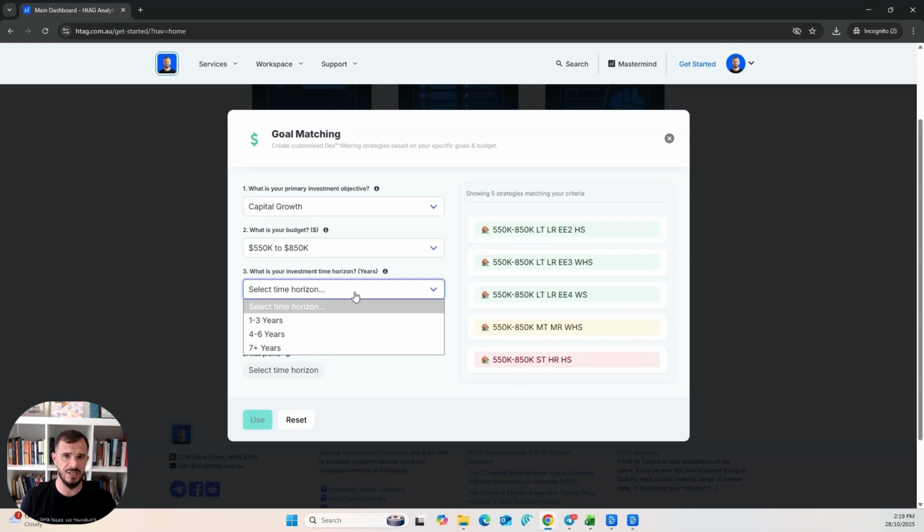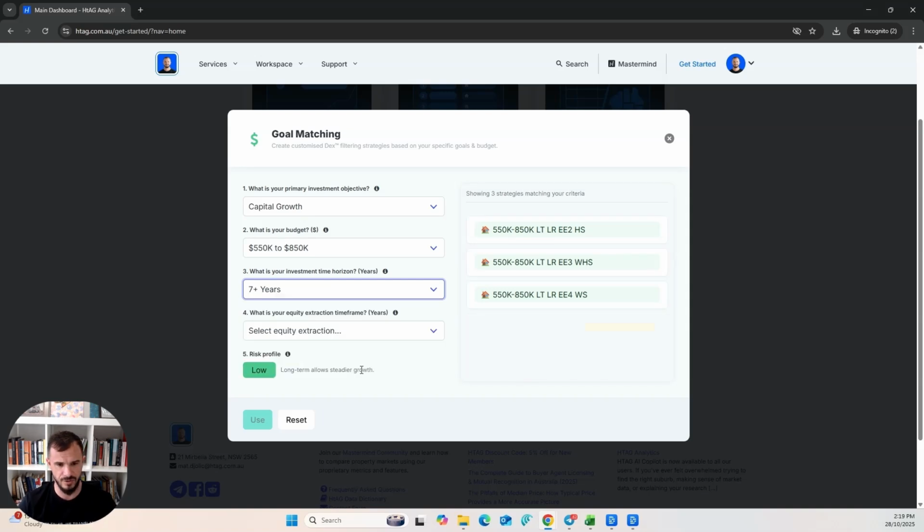But the most important aspect of this is that the time frame that you choose, again, also affects what property investment indicators are important. And this is essential because those property investment indicators will allow you to pick the best possible area for the time frame you're planning to hold the asset for. Okay, so let's say hypothetically we choose long term. And then question number 4 is, what is your equity extraction time frame?